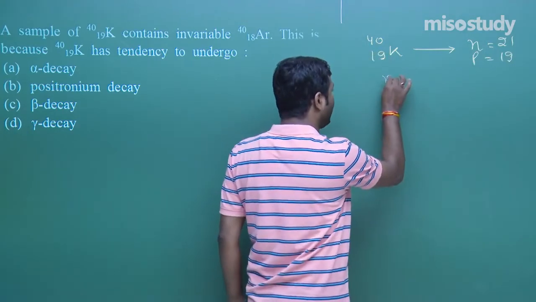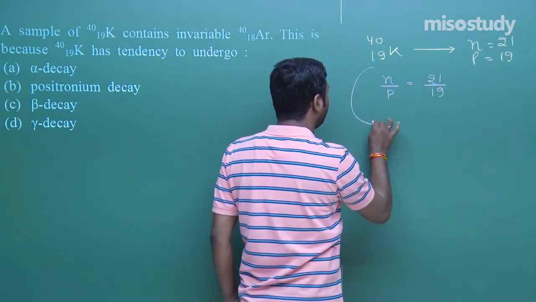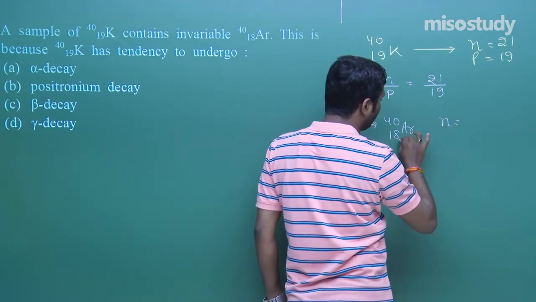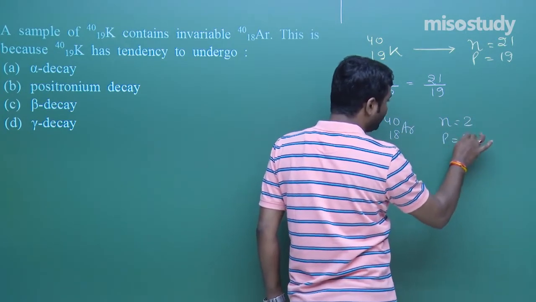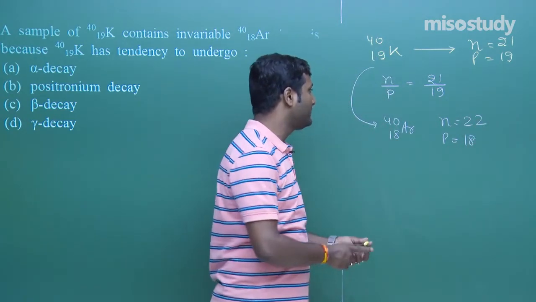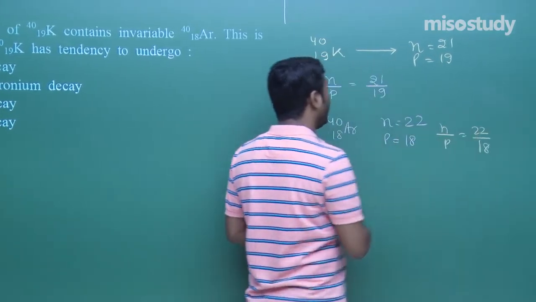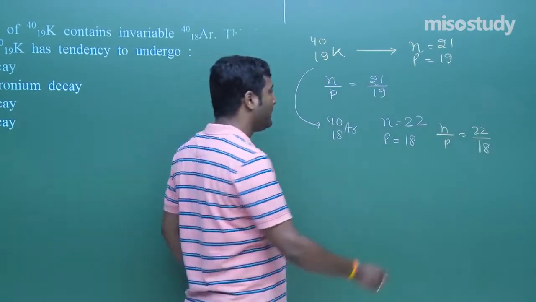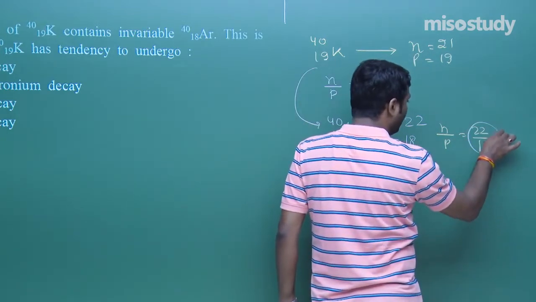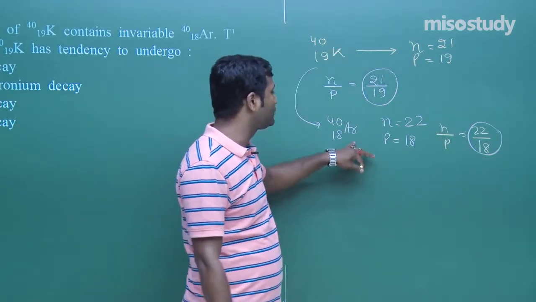Definitely, here the N/P ratio is 21 upon 19. Now it converts to 18Ar40. Here the number of protons is 18 and the number of neutrons is, my friend, 22. In this case, N/P ratio will be 22 upon 18. Look at it: if we compare the N/P ratio, it has a lower value in K and a higher value in Ar. That is, the N/P ratio increases when K converts to Ar.